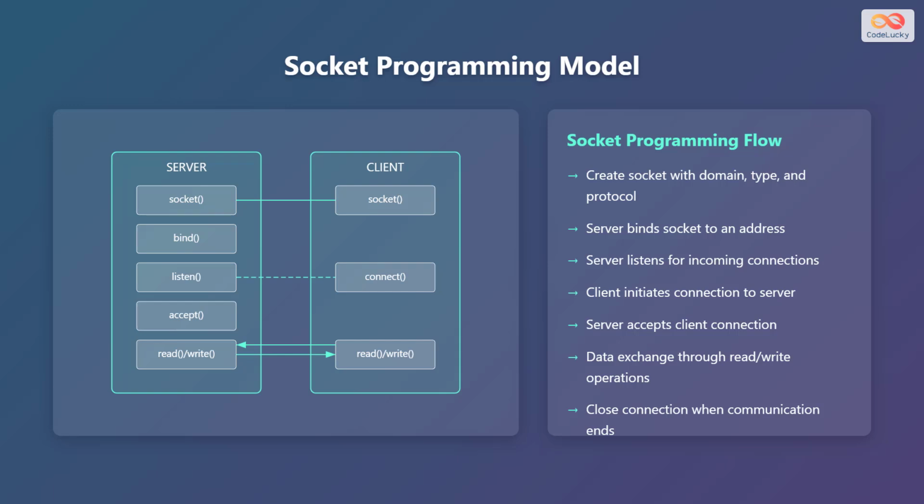The socket programming model involves several key steps. Initially, a socket is created with a specified domain, type, and protocol. On the server side, the socket is bound to an address and listens for incoming connections. A client then initiates a connection to the server, which the server accepts. Data exchange occurs through read and write operations. Finally, the connection is closed when communication is complete.